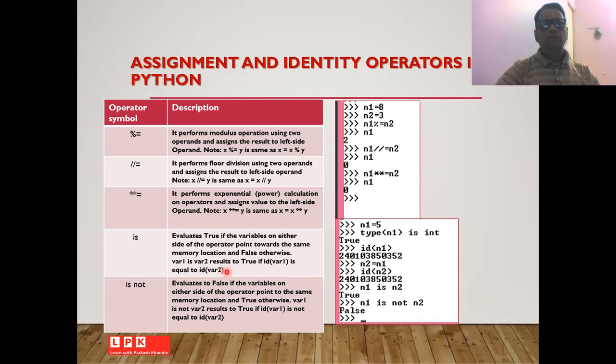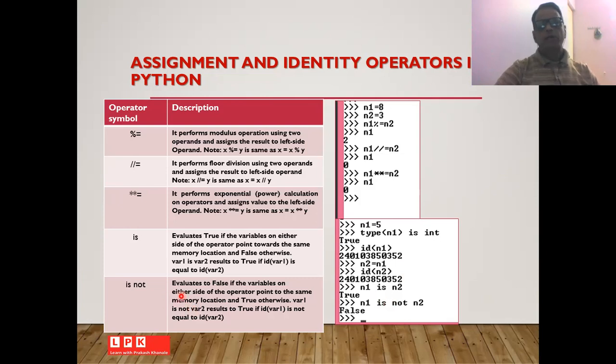Variable 1 is variable 2 results to true if the ID of variable 1 is equal to the ID of variable 2. So for example, if n1 is 5 and if I type n1 is integer, then one can easily find this will return us a true value. ID n1 will return us the memory location address of storing n1. n2 is equal to n1 will assign the same location to n2, and therefore ID of n2 will be the same location. So n1 is n2 will also return us a true value.